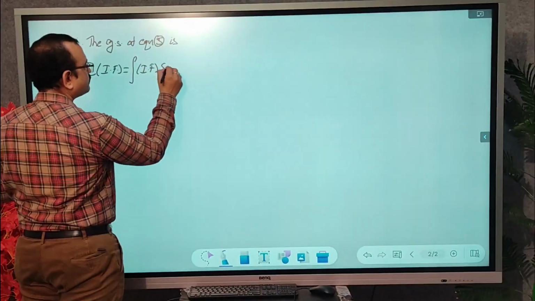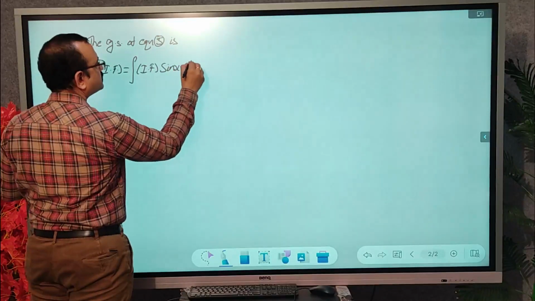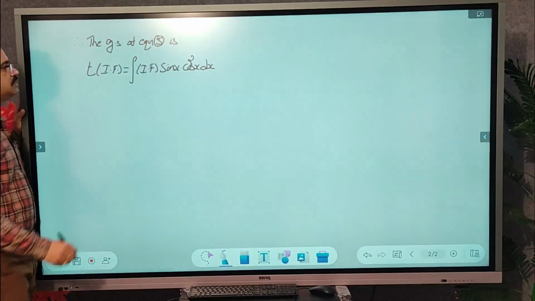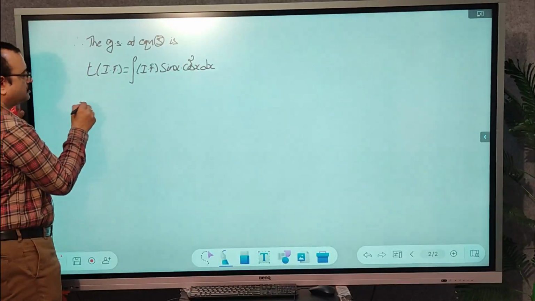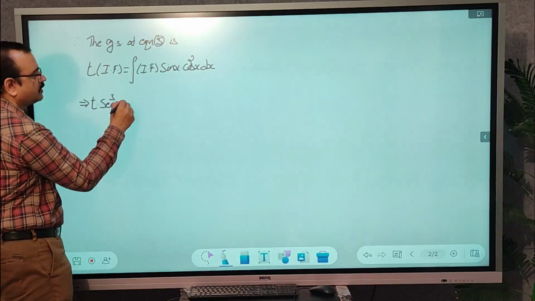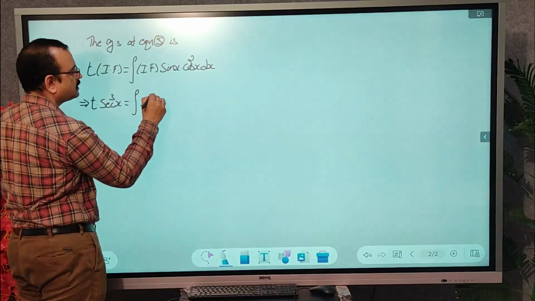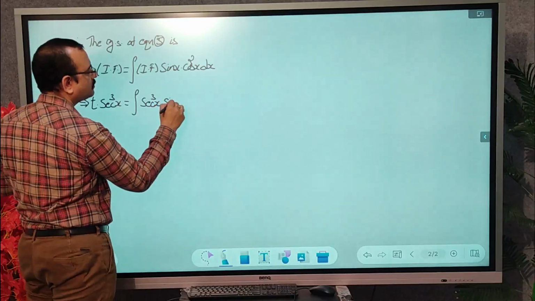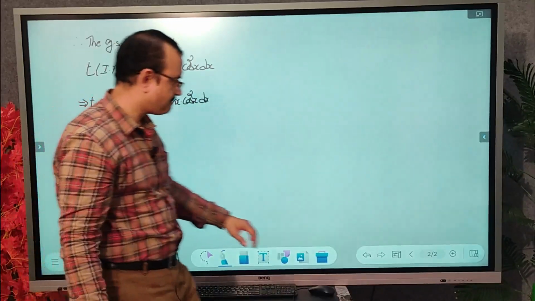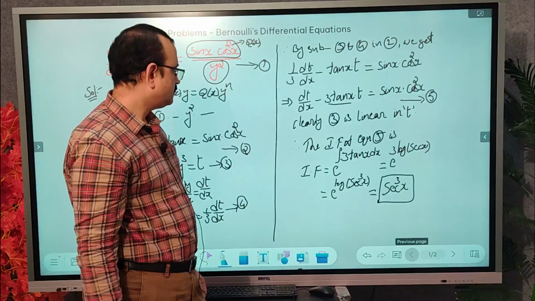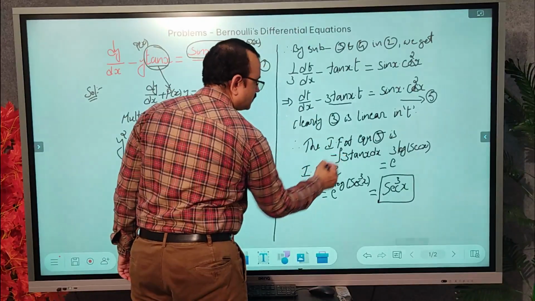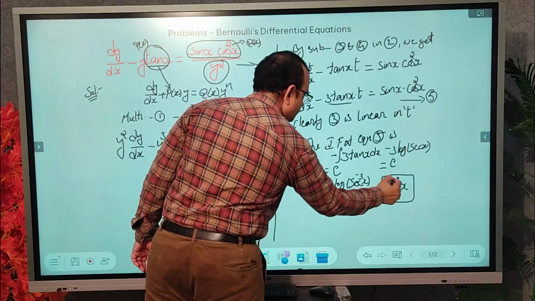So sin x into cos square x whole into dx, because here x is the independent variable and t is the dependent variable. So t into the integrating factor, which we got as secant cube x, is equal to integral of secant cube x into sin x into cos square x. Okay, so here it is actually minus, I forgot to write it here, minus 3 here.